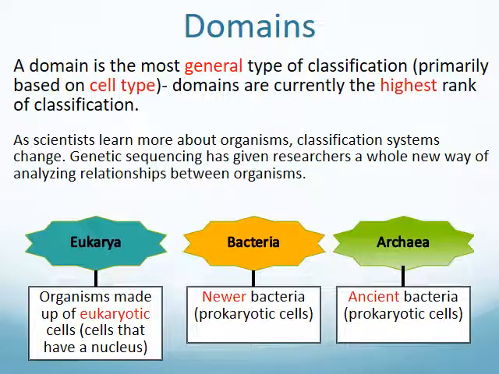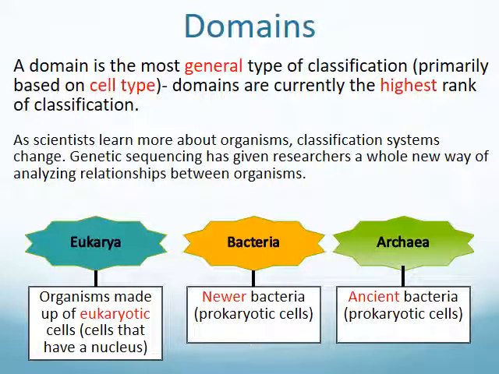Okay, so let's talk a little bit about domains. A domain is the most general type of classification. You're primarily basing it on the cell type. The domains are currently the highest rank of classification. As scientists learn more about these organisms, classification systems are going to change. Genetic sequencing has given researchers a whole new way to analyze the relationship between organisms.